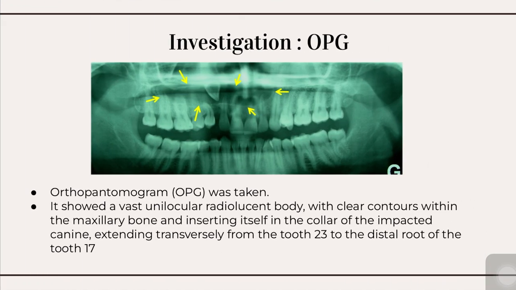So for investigation, an orthopantomogram was taken and it showed a vast unilocular radiolucent body with clear contours within the maxillary bone and inserting itself in the collar of the impacted canine, extending transversely from tooth 2-3 to the distal root of tooth 1-7, as you can see shown by the yellow arrows.